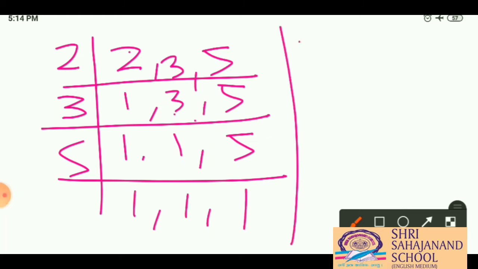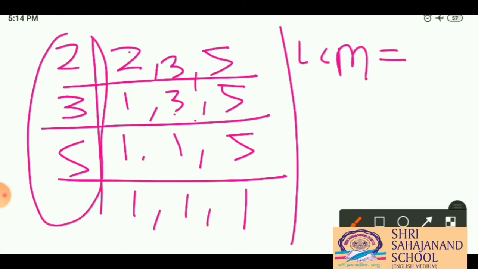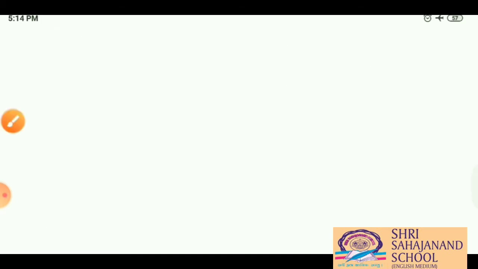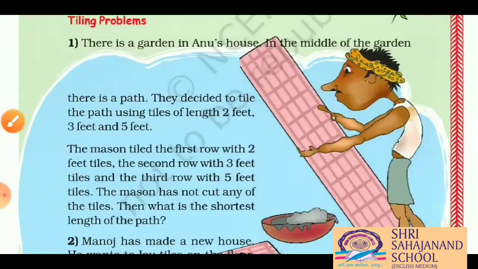So we can write here LCM is equal to 2 into 3 into 5, which is 2 3s are 6 and 6 5s are 30. So their LCM is 30. Now we can say that the shortest length is 30. The length of the shortest path is 30 feet.